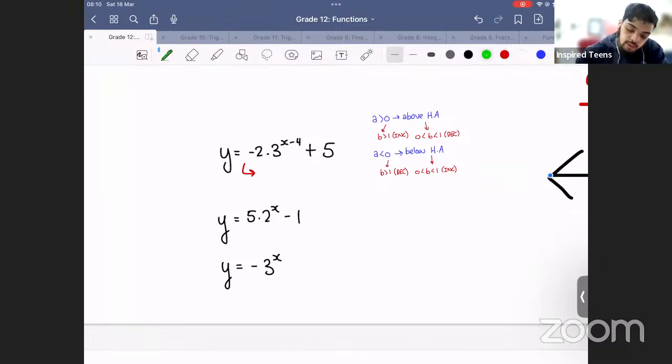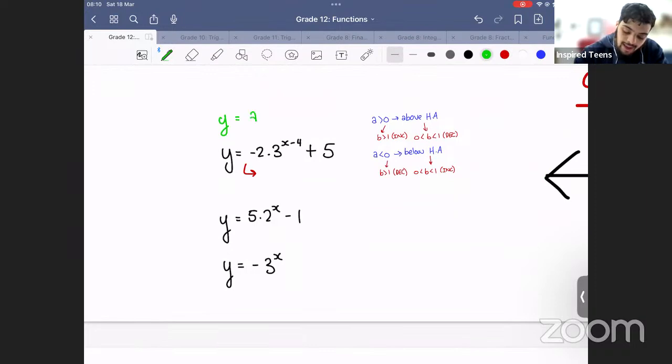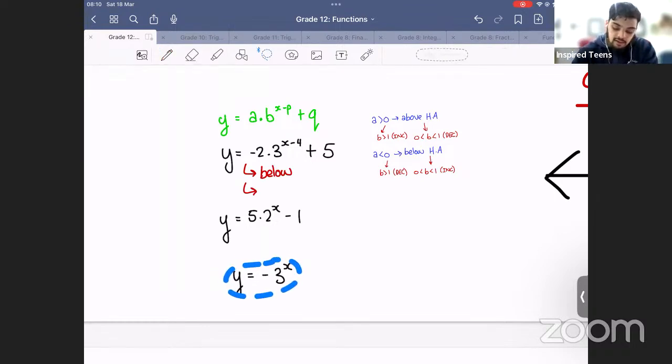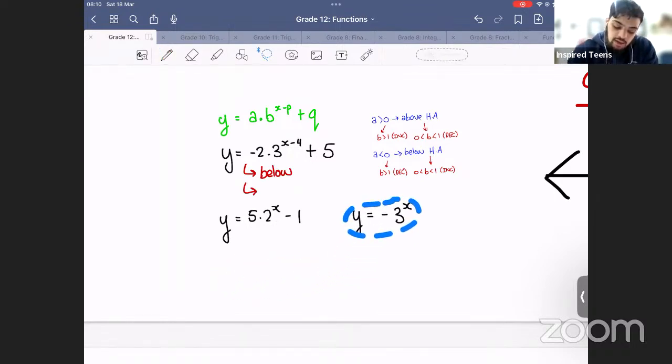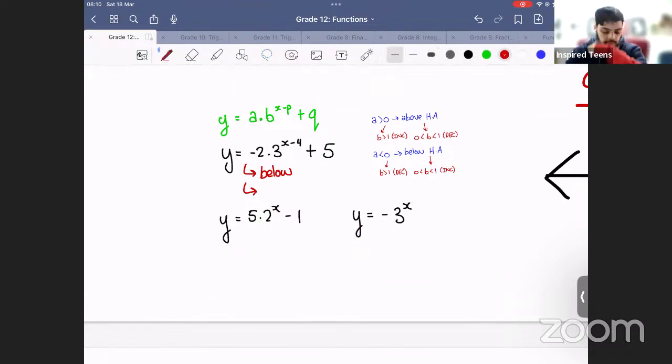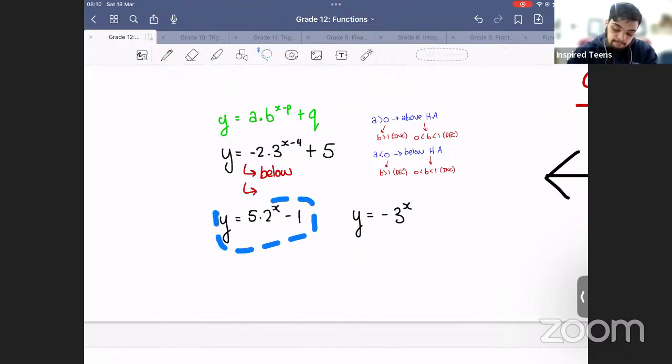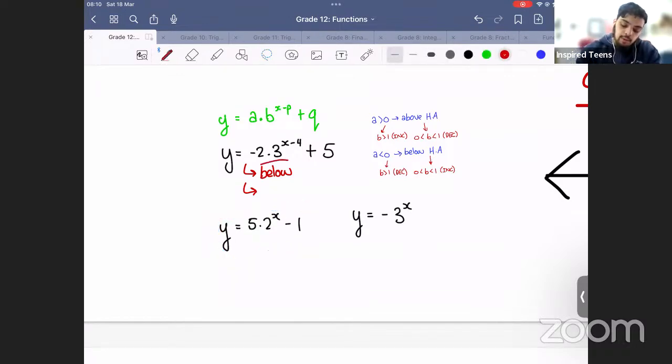What we can also do is write the general formula: y is equal to a times b to the power of x minus b plus q. Now we can see where a is and where b is. This one is definitely below because a is negative. Now tell me, is this function increasing or decreasing? You are correct with below, because a is negative. When a is negative, it's below.